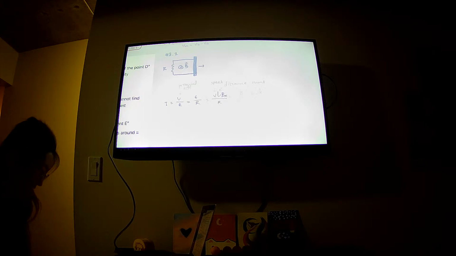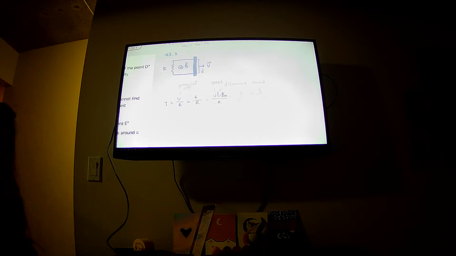So we're going to assume that this is moving at some sort of velocity, right? And the length of the bar is defined by length d. Alright.